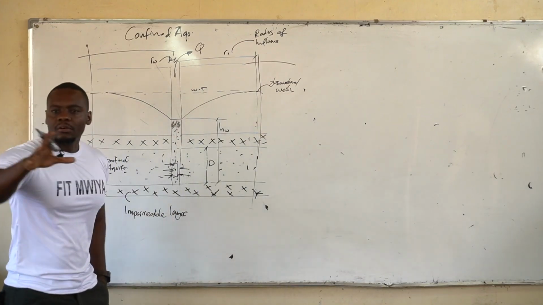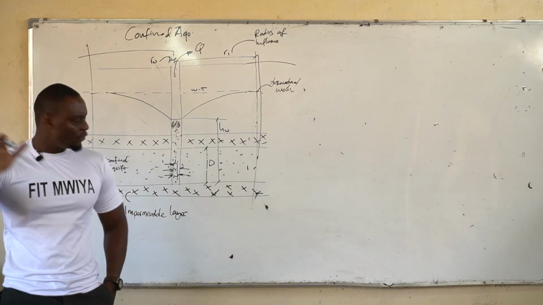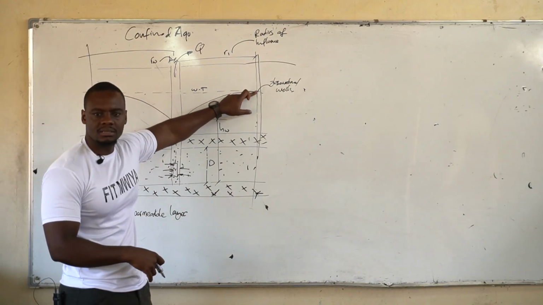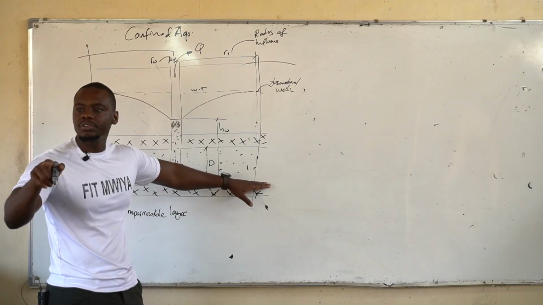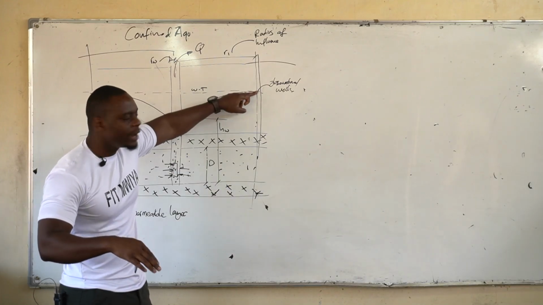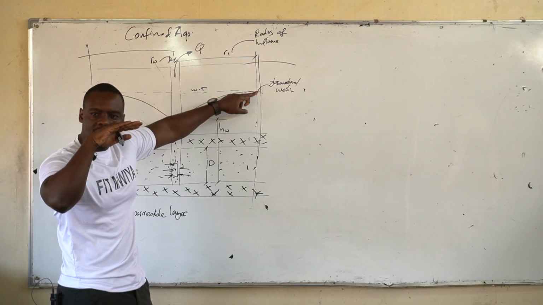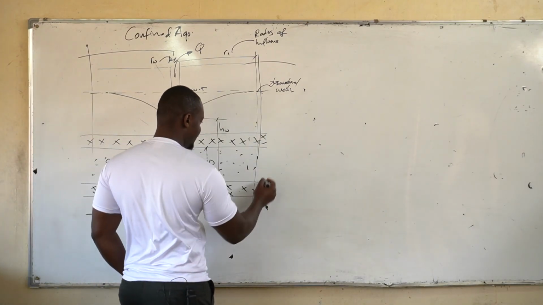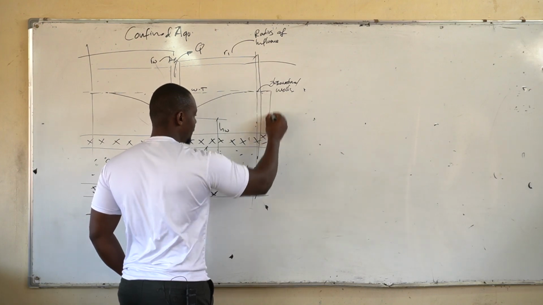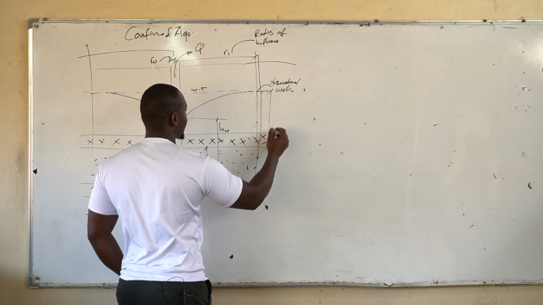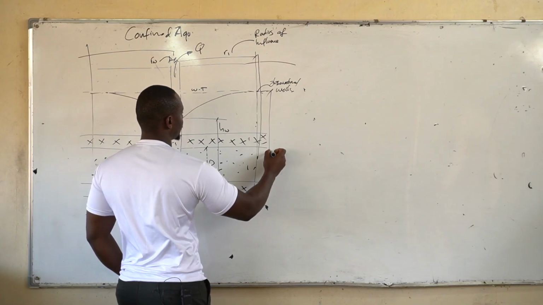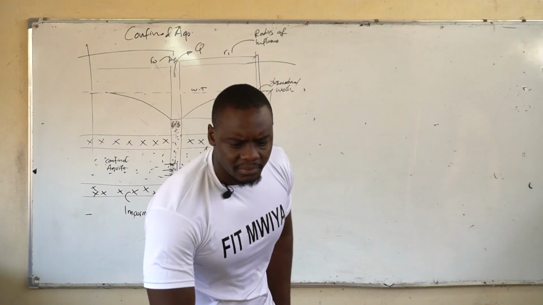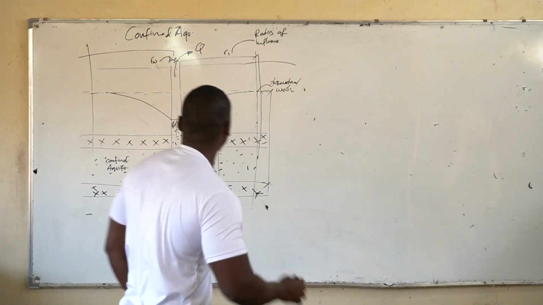Okay? From our formula, this distance is very important. From the bottom part of your aquifer to where your water table just begins to curve. And this is what we're calling, what value was given here? H what? What other parameter is missing from there? H1, right? Yeah.